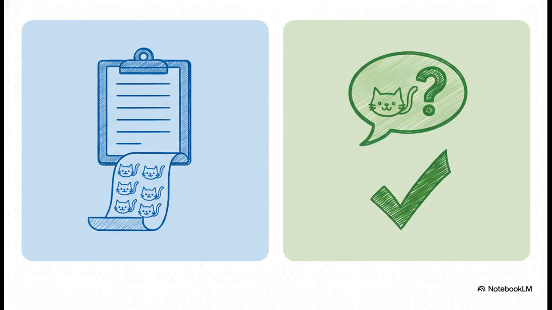The difference here is really about the kind of question you're asking. A SELECT query is like saying, show me the names of all the cats. You expect a list back. But an ASK query is more like, hey, just tell me, are there any cats in this data at all? And for that, all you need is a simple true or false.